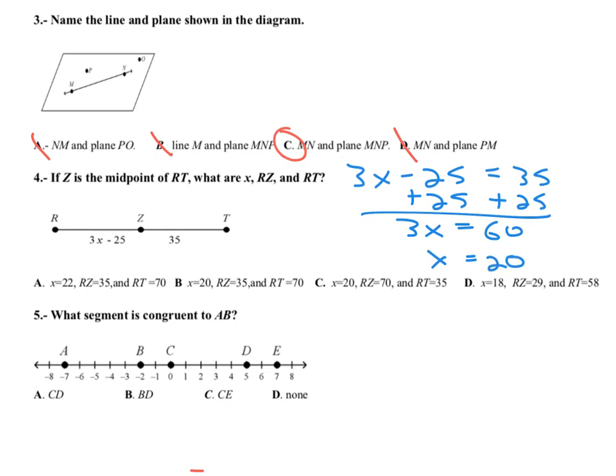Okay, and of course, we could also plug 20 in there. 3 times 20 is 60, and 60 minus 25 is 35, so we could calculate the 35 that way too, but we don't actually really need to because we know that these two are congruent segments. Okay, so we've got x is 20, and RZ is 35, and RT is 70.